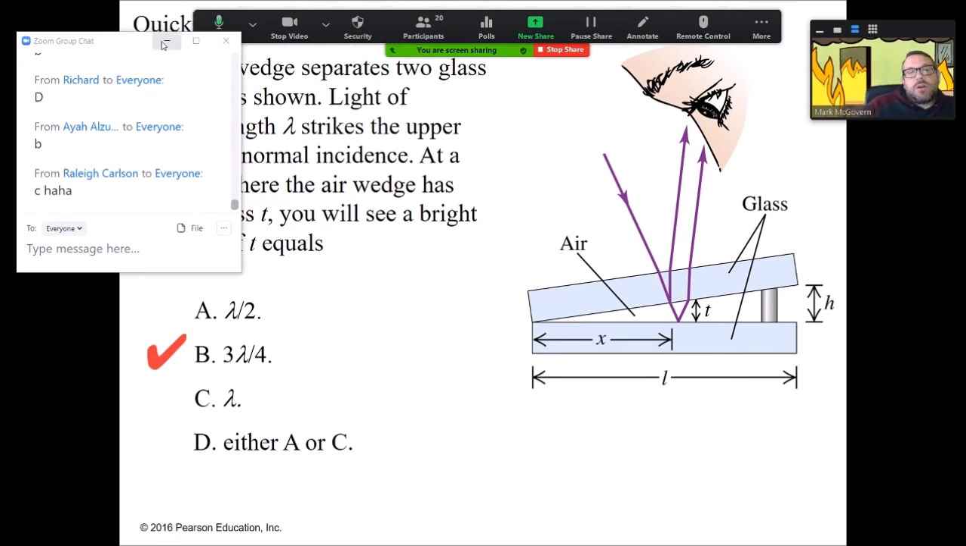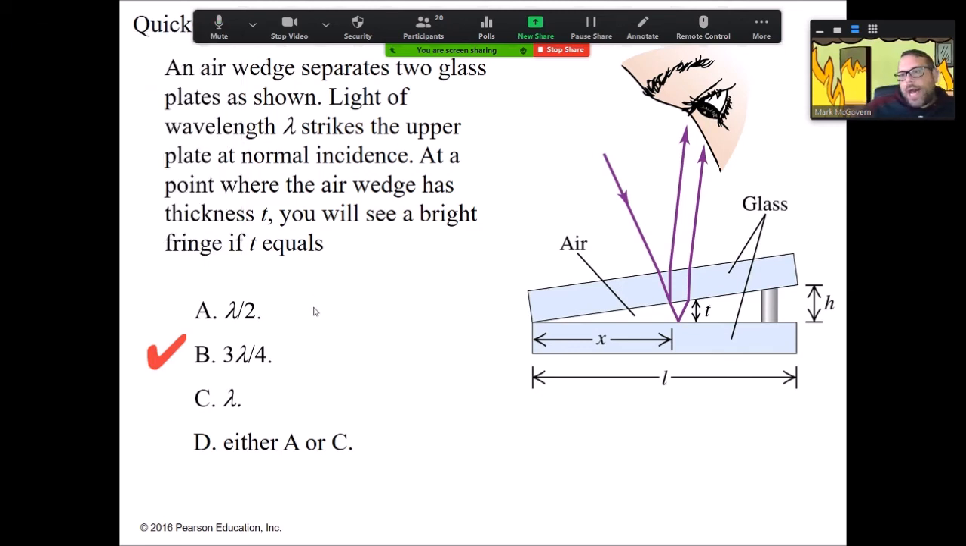Because you have a relative phase shift, you've got to have your half-integer stuff. So lambda over 4 works. 3 lambda over 4 works. 5 lambda over 4 works. But lambda over 2 and lambda don't work. Remember, the thickness is 2t, so it's not just whole wavelengths. It could be half wavelengths, because you've got that 2 there.